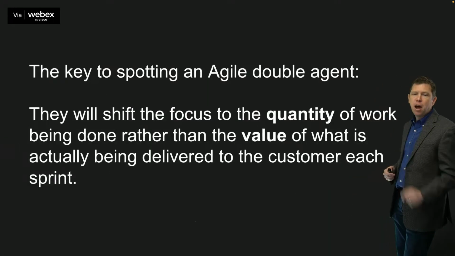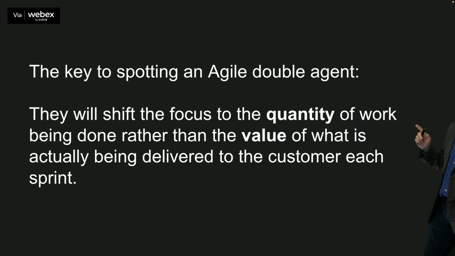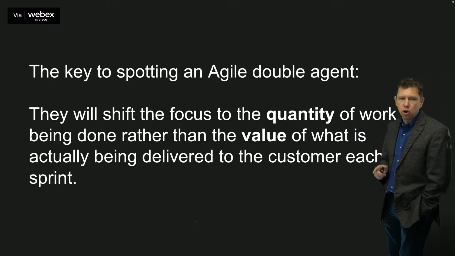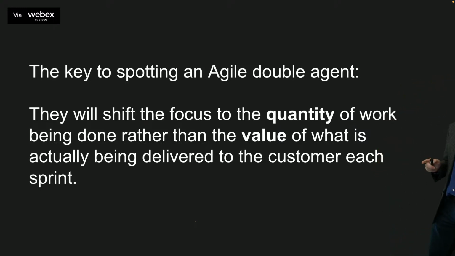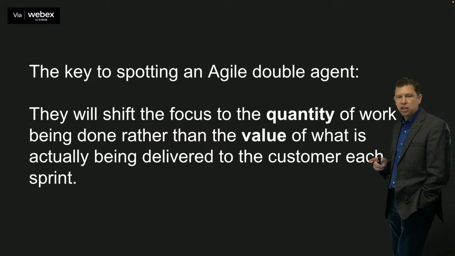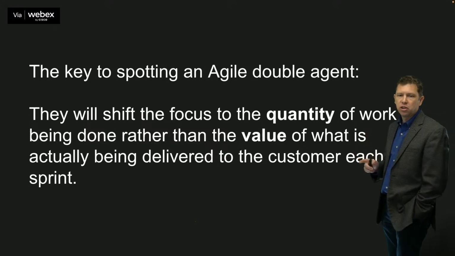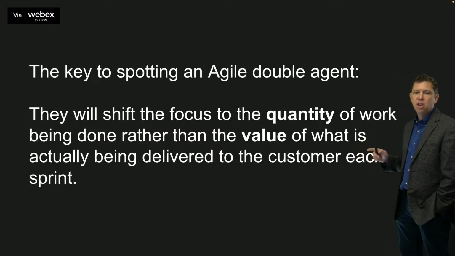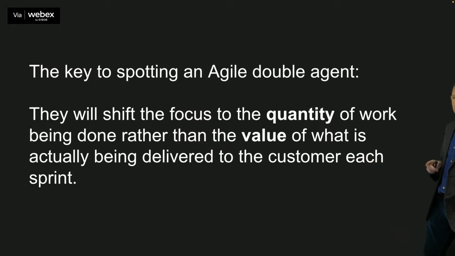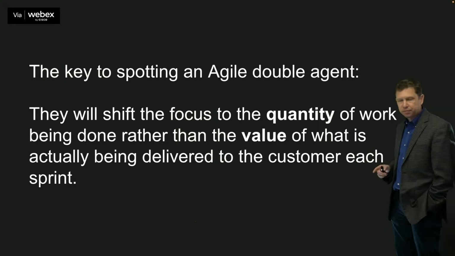The key to spotting an agile double agent: they will shift the focus to the quantity of work that's being done rather than the value of what is actually being delivered to the customer each sprint.